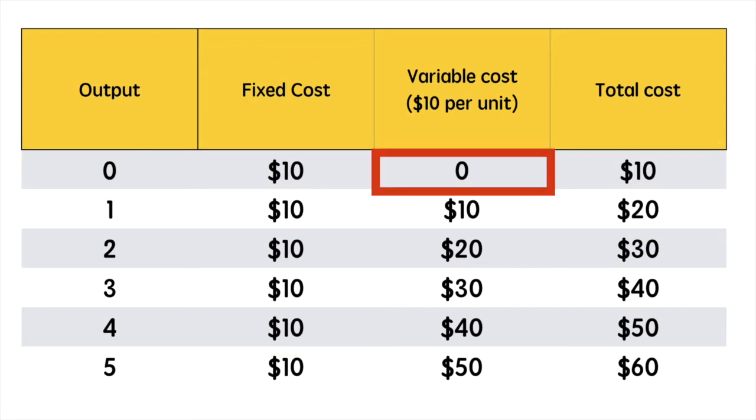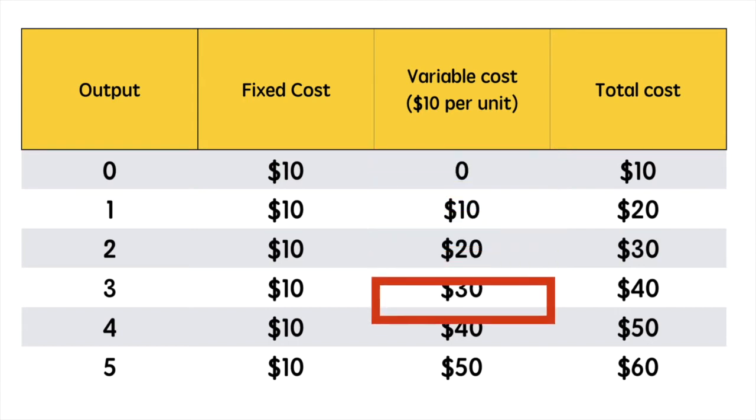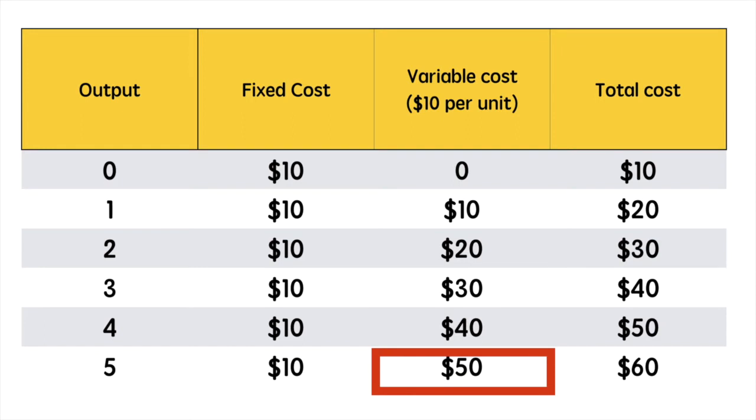The variable costs of production are approximately $10 per unit. When nothing is produced, the firm faces no variable costs. As production increases, more inputs are required, and this causes variable costs to rise by a factor of $10 with each unit of output.